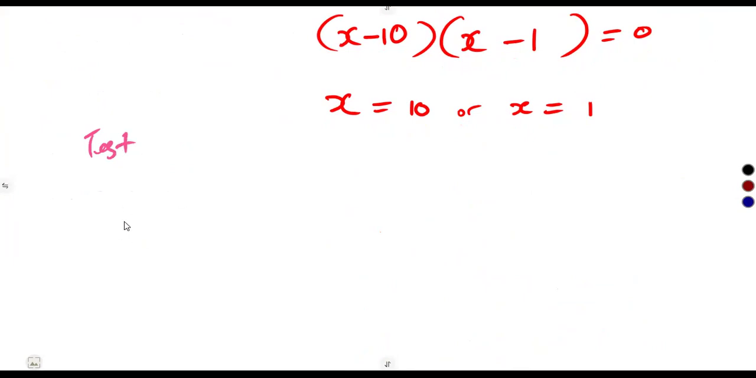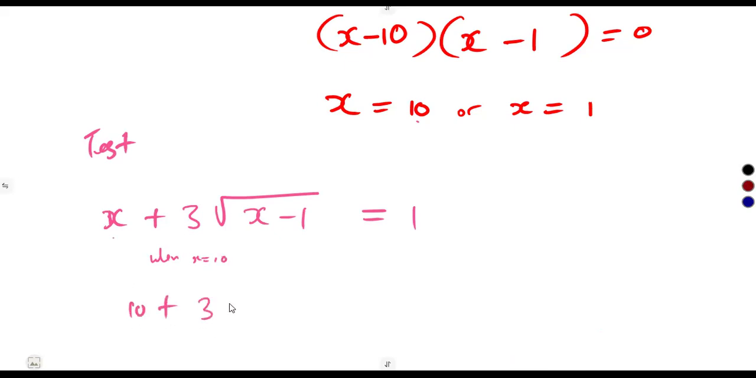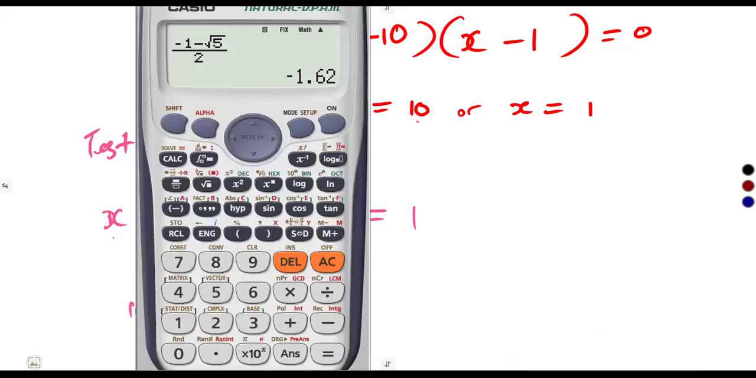So it was x. Remember your original, it was x plus 3 into the square root of x minus 1 is equal to 1. So let's start when x is 10. In place of x, you put a 10. All right, when x is 10. So that's 10 here plus 3 into the square root of 10 minus 1. Let's see what we are going to have.